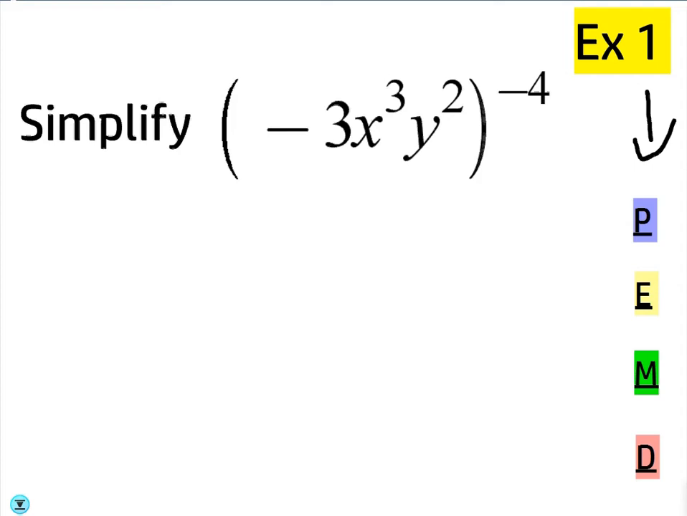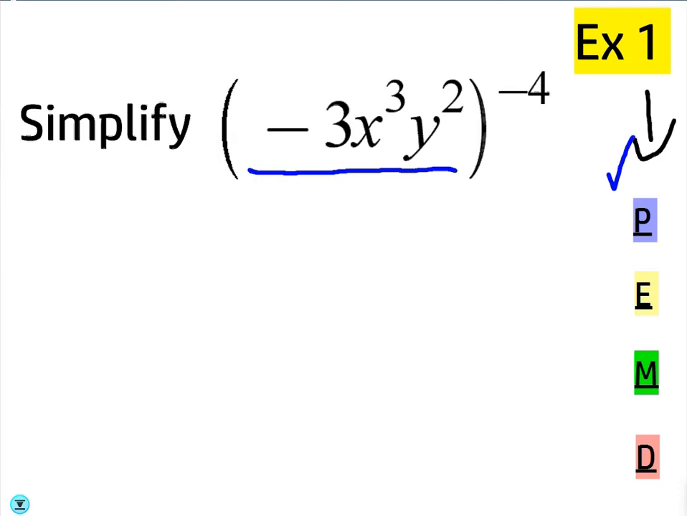I like the fact that you guys are always checking to make sure, can anything be done within the parentheses? And in this particular example, that no, right? Because we have a negative 3, an x cubed, and a y squared. We cannot multiply anything within the parentheses.